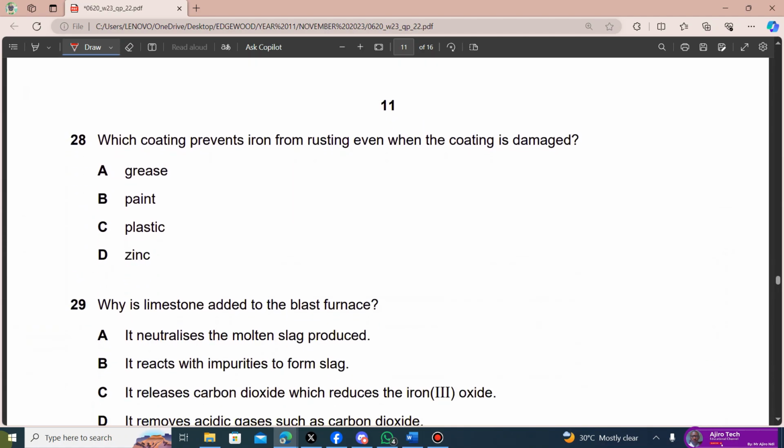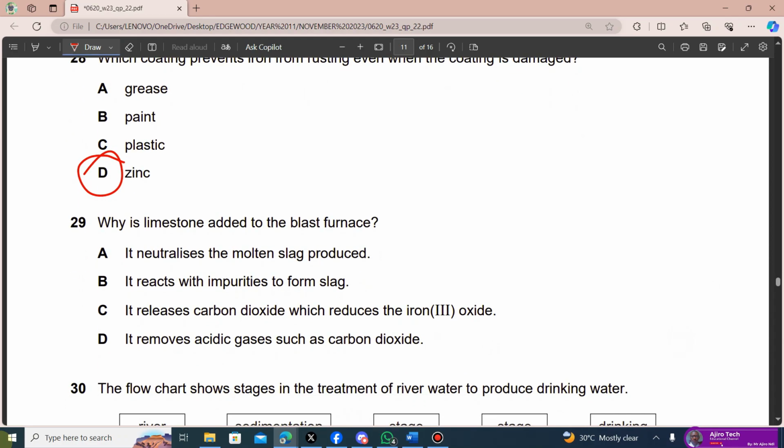Which coating prevents iron from rusting even when the coating is damaged? Okay, it's a coating, so it protects the metal from getting damaged. And that means it is zinc, because zinc acts as a sacrificial metal. It forms an oxide layer that is difficult to penetrate.